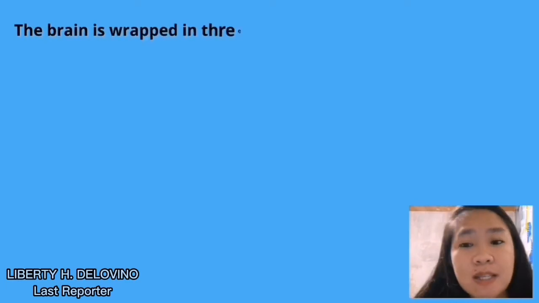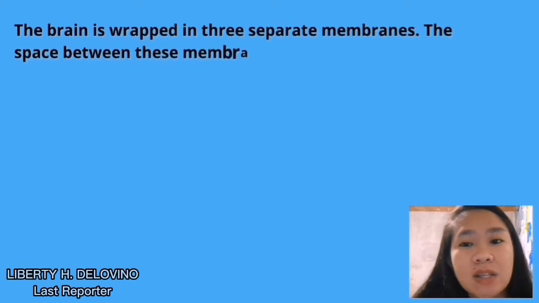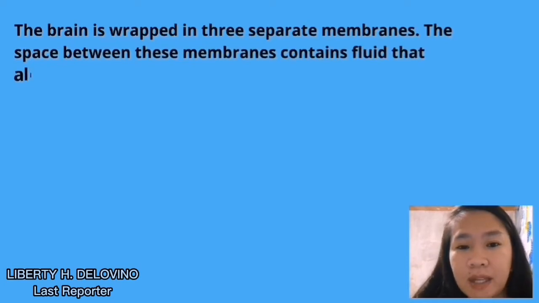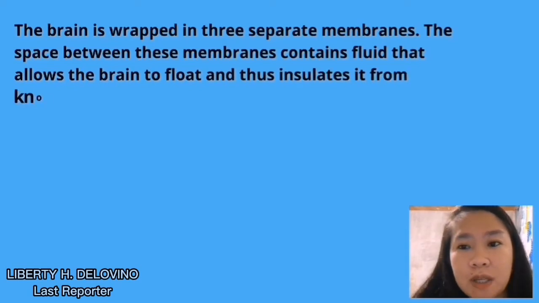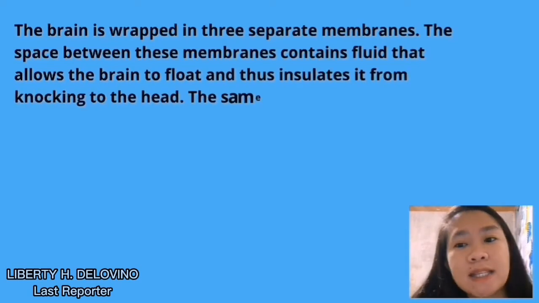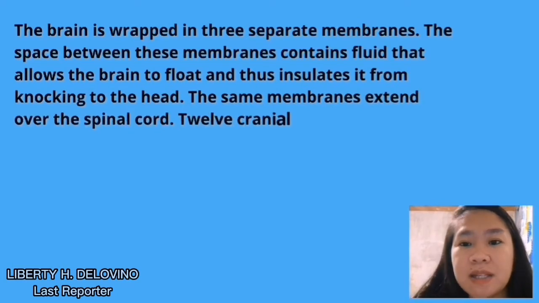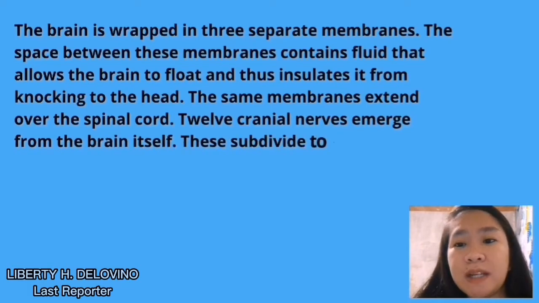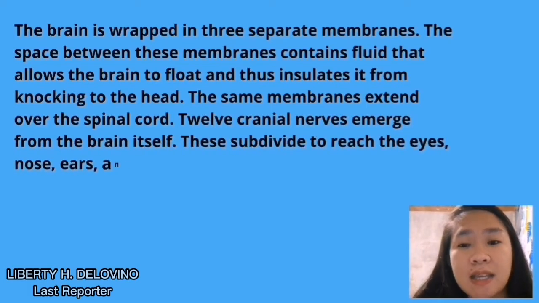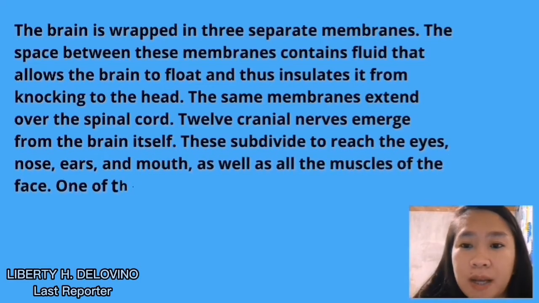The space between these membranes contains fluid, which allows the brain to float and thus insulates it from the neck to the head. The same membranes extend over the spinal cord. 12 cranial nerves emerge from the brain itself. These subdivide to reach the eyes, nose, ears, and mouth, as well as all the muscles of the face. One of the nerves extends down independently of the spinal cord to the heart, larynx, lungs, and stomach, while another goes to muscles in the neck, where it helps to control the vocal apparatus.